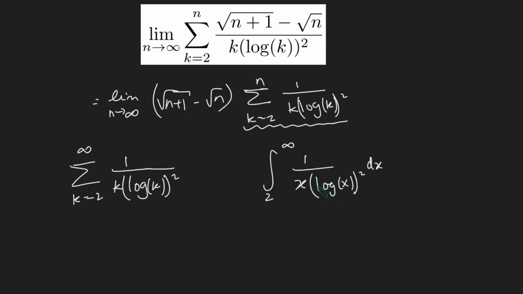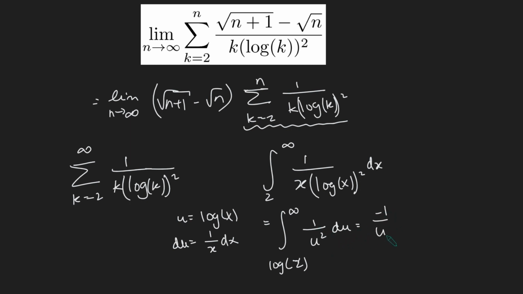Well, I can just do a nice substitution here. I'm just going to say u equals log x. And if I have u equals log x, this integral here just becomes the integral from log 2 to infinity. If u is log x, then du will just be 1 over x dx. So this 1 over x dx becomes my du. And this will just be 1 over u squared du. And now this is a straightforward integral to calculate. It's minus 1 over u, and that's from infinity to log 2. And this is just going to be 1 over log 2, like so.